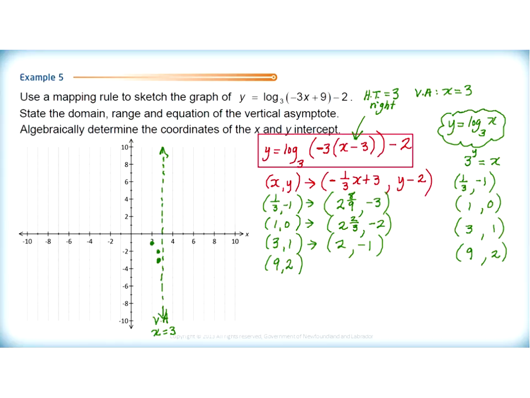And 9 and 2: negative 1/3 times 9 is negative 3 plus 3 is 0. And 2 minus 2 is also 0. So your x and your y intercepts are at the origin. And this is what the shape of this graph would be. I could also pick another point as well. 27 and 3 is on the base graph. So if I plug in 27 and 3, you would have negative 1/3 times 27 is negative 9, plus 3 is negative 6, and 1. So this gives us the shape of our new graph.